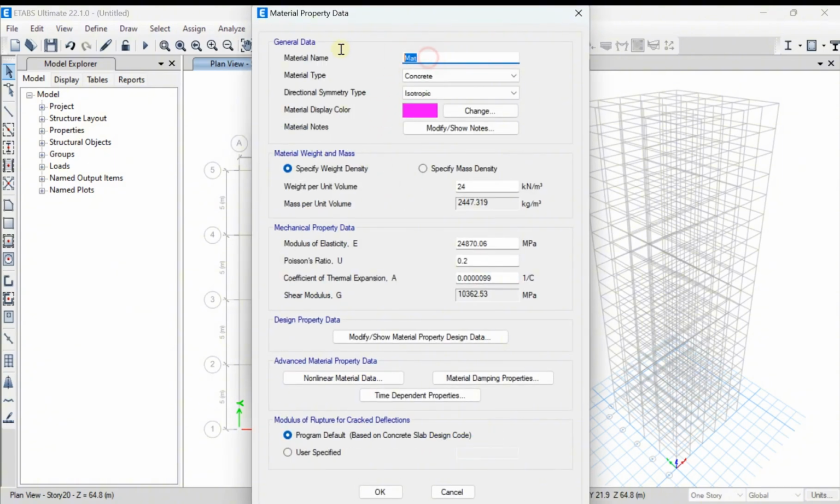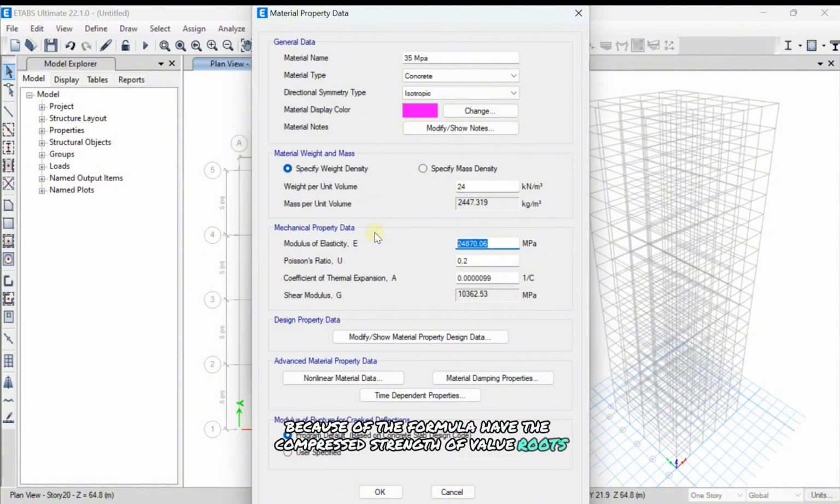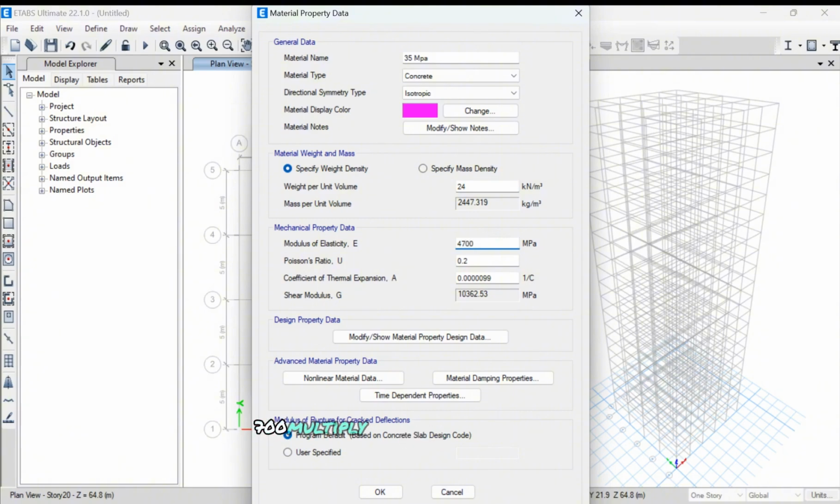It's 35 megapascal, and material type is concrete. Also, weight per unit volume 24, and modulus of elasticity changes because the formula has the compressive strength value root: 4700 multiplied by the 35 power its half.